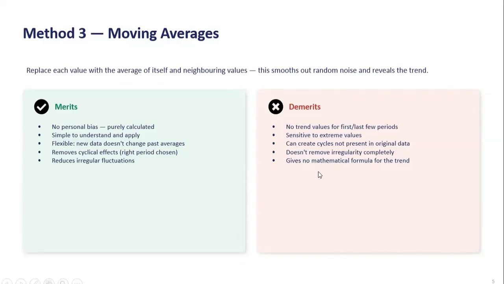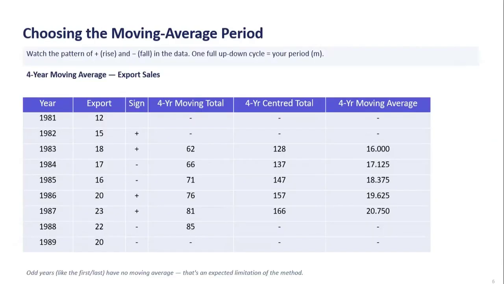It gives no mathematical formula for the trend, only a set of smoothened numbers. Now, let's understand the moving average. This method removes short-term fluctuation and helps us identify the long-term trend.